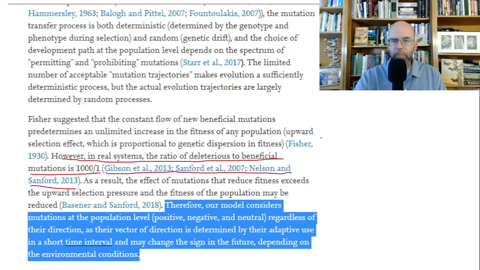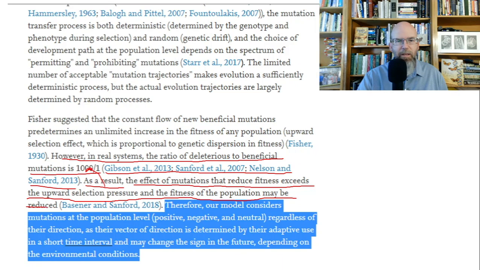So this article is plucking data from young earth creationist material and using that to make their argument for what they're going to go over in terms of their model. As a result of, hey, there's this extraordinary number of negative or deleterious mutations for every single beneficial mutation, the effect of mutations that reduce fitness exceeds the upward selection pressure and the fitness of populations may be reduced. Looky here, Sanford 2018. So here we have an article for which I don't know the authors and I don't know their relationship, or if they have any personal knowledge of Sanford and so forth. But they are certainly giving them some props here, right?